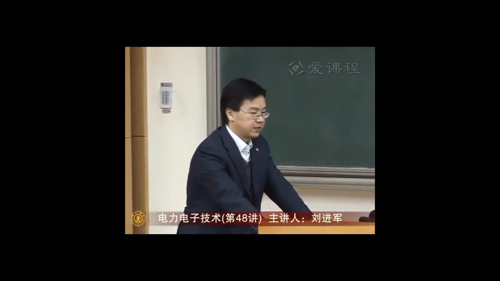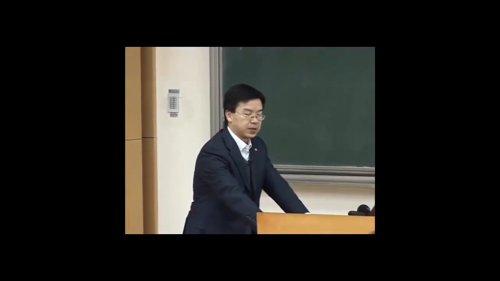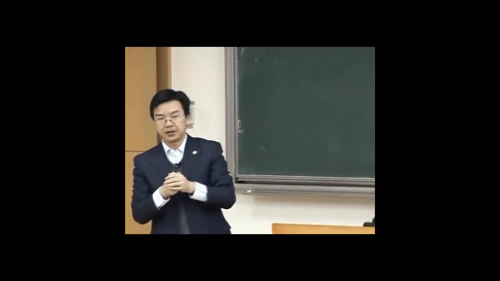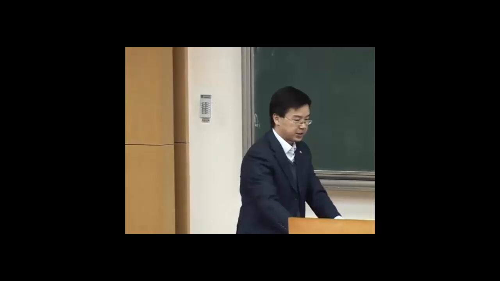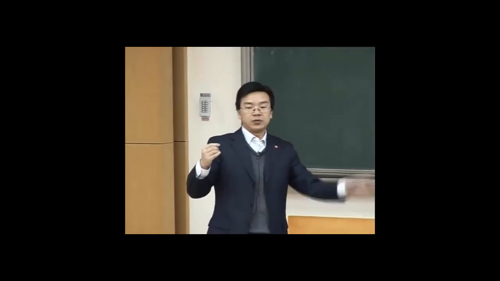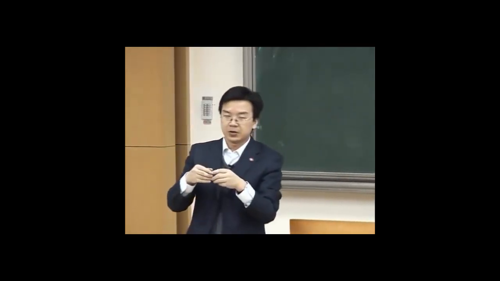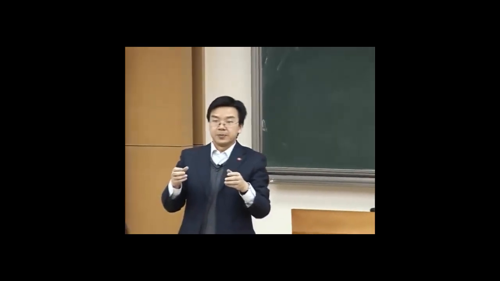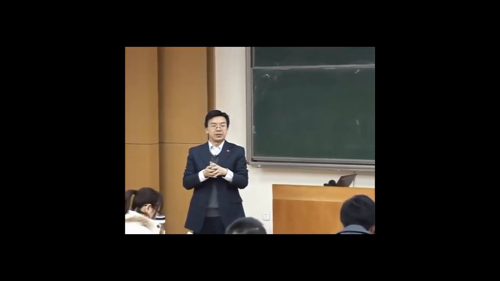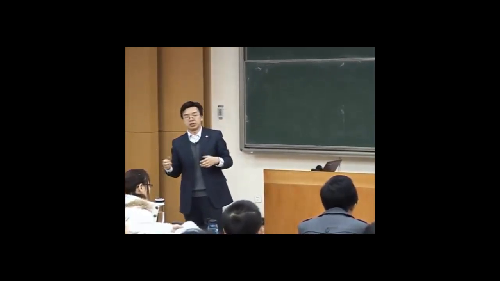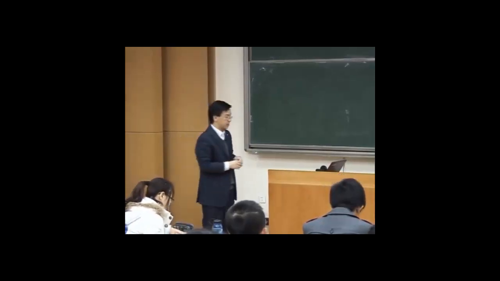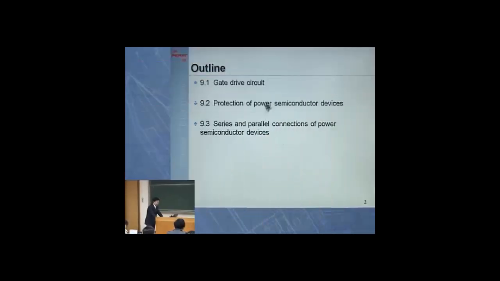The second one is protection of power semiconductor devices, because power semiconductor devices are usually very expensive. So we have taken extra measures to protect these expensive devices. The third one is, in many cases, we have to parallel or serially connect two or more power semiconductor devices in order to deal with higher voltage or larger current. So these are the three topics that we are going to cover in this chapter.